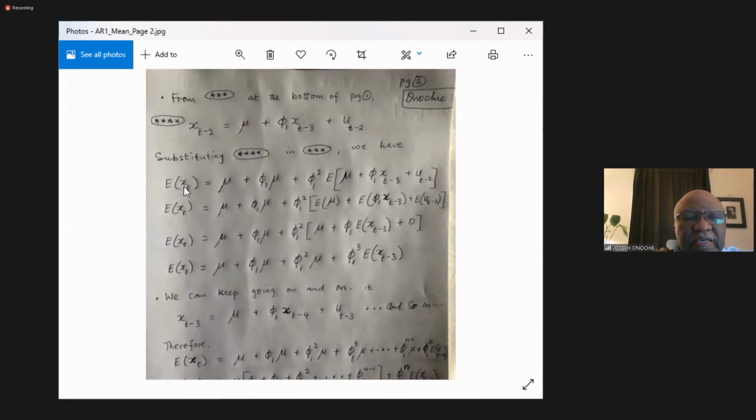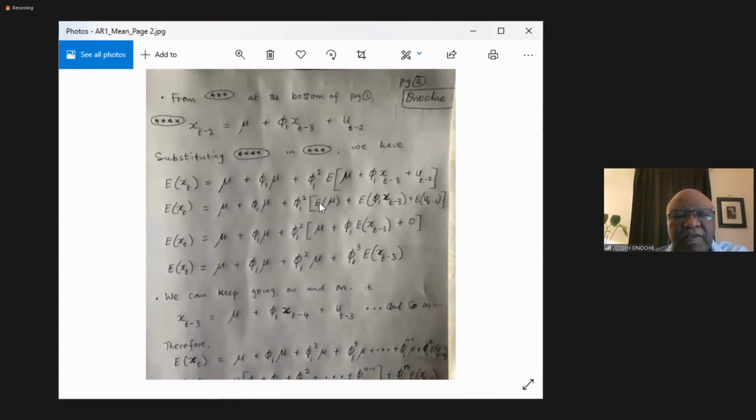So I say x_t is equal to mu plus phi1 mu plus phi1 squared, but instead of x_{t-2} now, I substitute everything here: the expected value of mu plus phi1 x_{t-3} plus the white noise error u_{t-2}. And again, I do my thing. This is the same. This is the same. Here, I move this expectation inside. Again, I'm just repeating the same step as I did earlier. I bring this expectation inside.